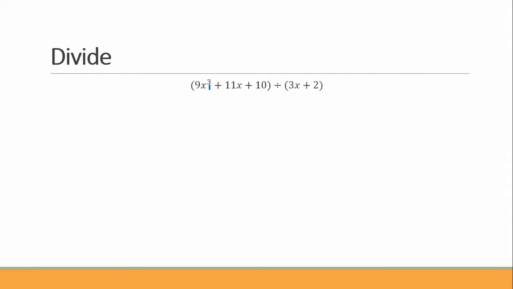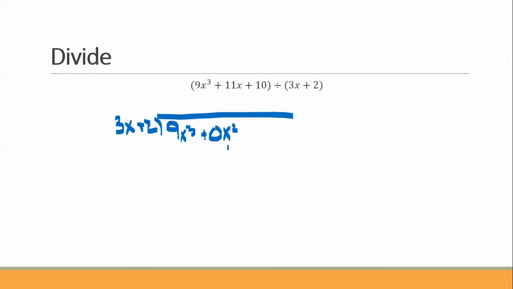This one has x cubed, and then there's no x squared term, and then x, and then there's no constant x term. So when we're setting this up, we want to do 3x plus 2 into 9x cubed plus 0x squared, because there's no x squared term, plus 11x plus 10. We can always add 0. And now we can do the division.